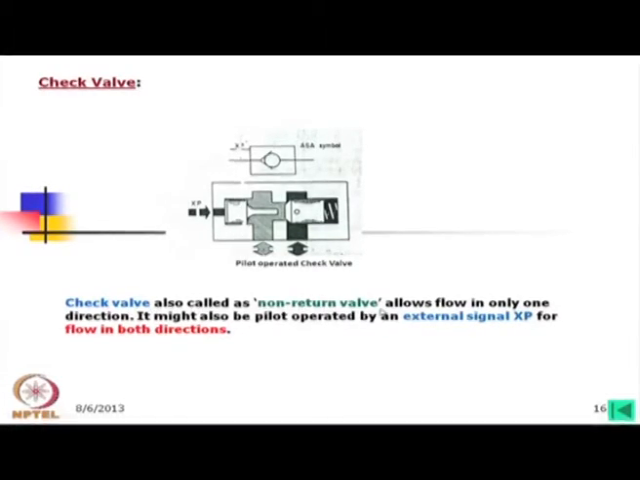Now, the check valve is also called a non-return valve, and allows the flow in only one direction. It might also be pilot operated by an external signal XP for flow in both directions. Now, suppose if we use a signal like this, then we can allow the flow from this side also. This is completely from external operations. Here the symbol is this one. So, if the signal is given from this side, then this will be operated, and flow can go from either side. Otherwise, flow can only go from this to this side, and when the flow is coming from this side, it will remain closed.